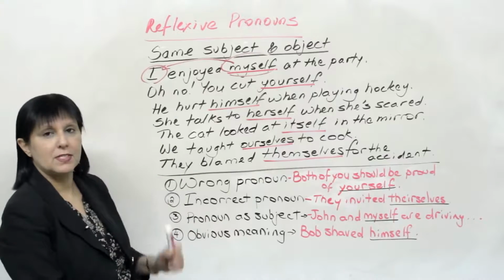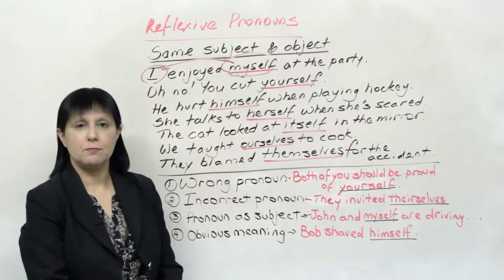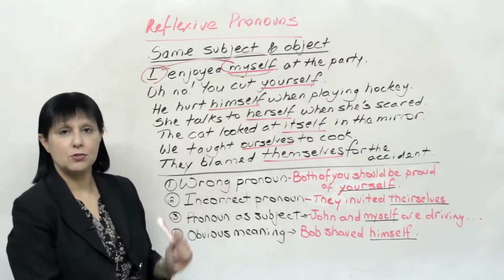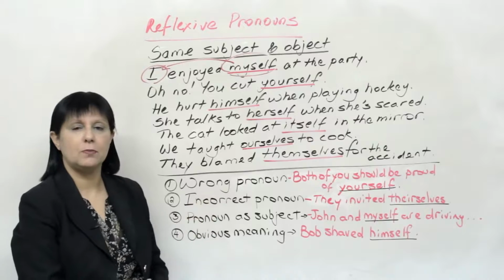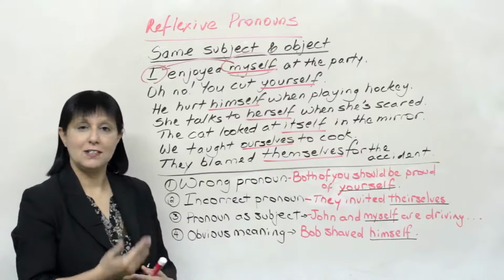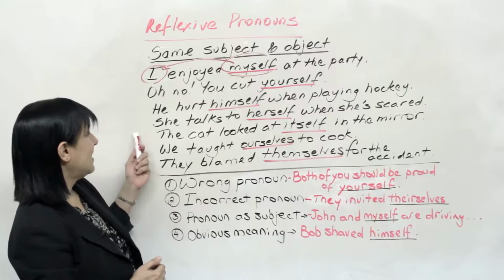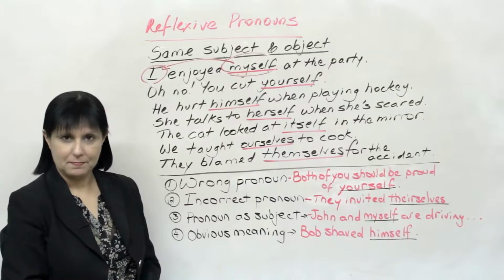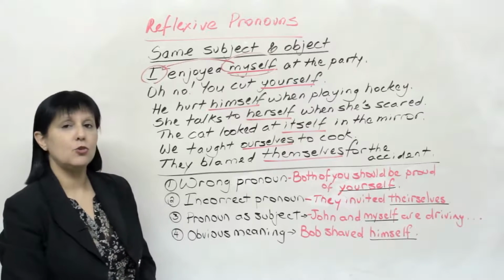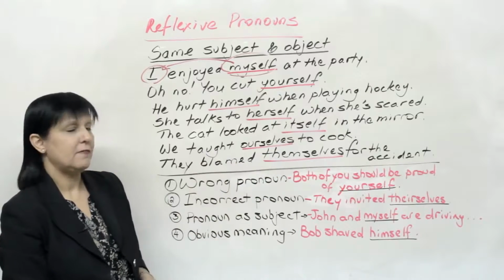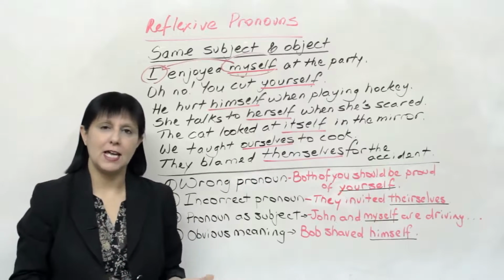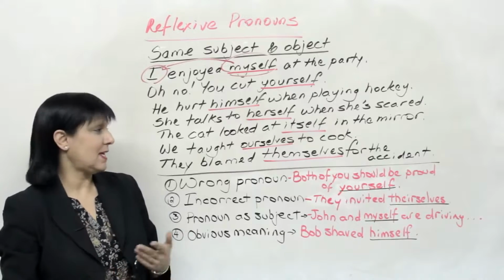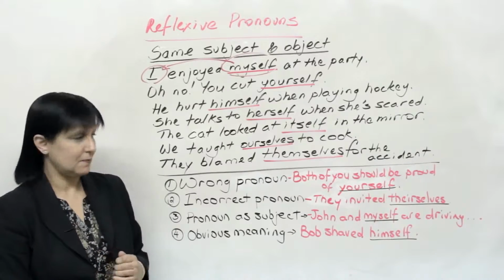In these examples, I'm using the reflexive pronoun correctly. Okay? After I show you how it's used correctly, I'm going to talk to you about how it's used incorrectly. Alright? The cat looked at itself in the mirror. The cat looked at itself. Very often we refer to animals as it, unless we know the gender. Then we can say herself or himself.